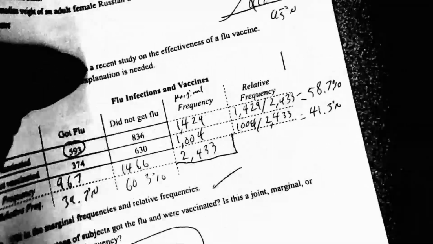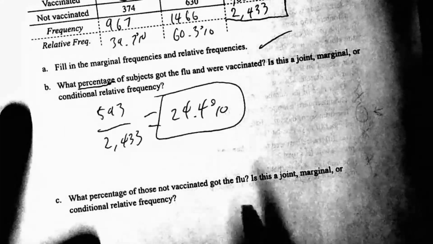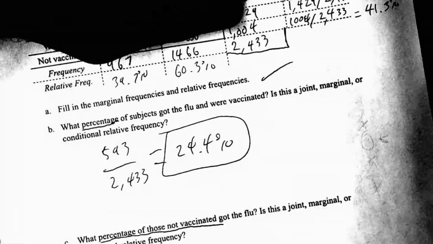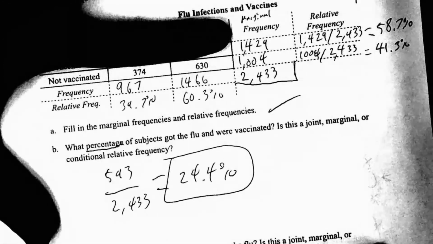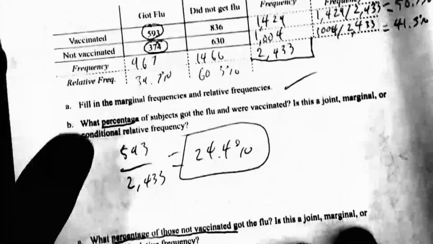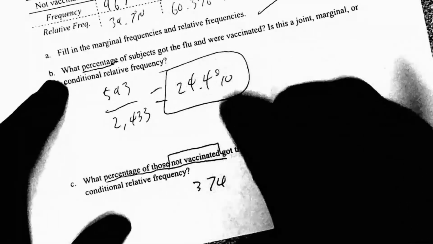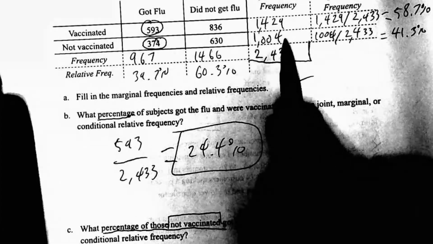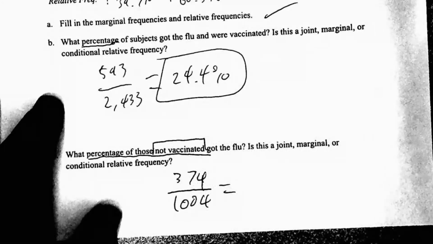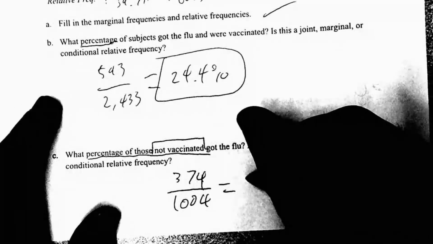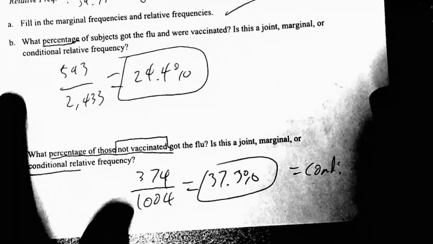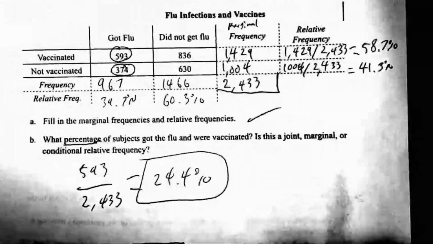Okay. C, what percentage of those not vaccinated got the flu? When it says percentage of those not vaccinated, it means I only care about the not vaccinated people. So you can imagine almost covering the vaccinated row. So got the flu and not vaccinated, that's 374. But since you're only considering those not vaccinated, you're not dividing by the grand total 2433. You're dividing by just the number that were not vaccinated. So it's 374 divided by 1004, and that equals 37.3%. And that is a conditional frequency because we give the condition that they're not vaccinated. Okay? That is question 1.